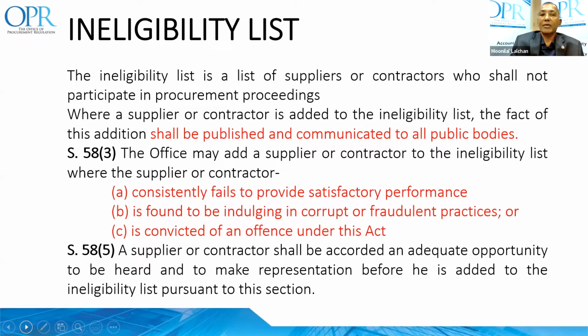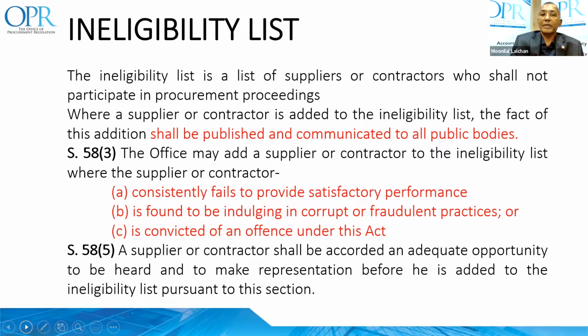for consistently failing to provide satisfactory performance. If you are found to be indulging in corrupt or fraudulent practices, you will be debarred from doing business for 10 years, not up to, but for 10 years. And if you're convicted of an offense under the Act, you will be debarred for 10 years. So it's important that you are on top of what is taking place.